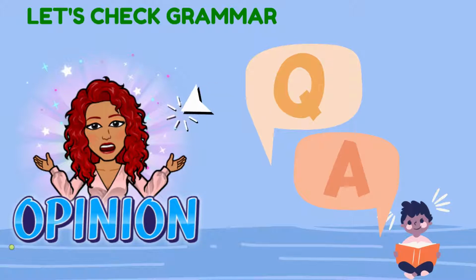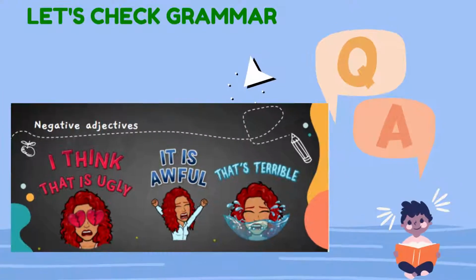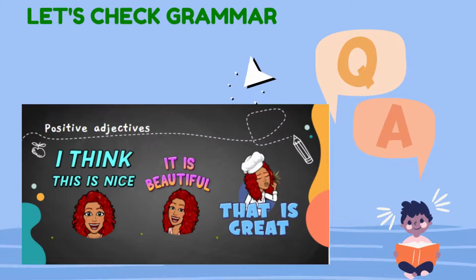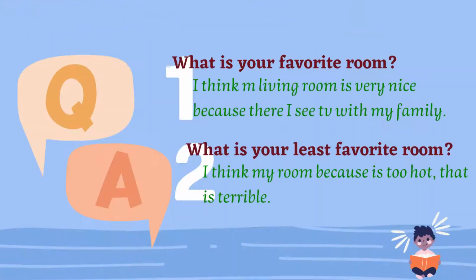There are also a few questions in the exam about opinion, so you can use positive and negative adjectives. Negative adjectives like: I think that that is ugly, that is awful, and that is terrible. Please remember to use complete sentences. Positive adjectives like: I think that is nice, it is beautiful, that is great. And again, remember to use complete sentences.